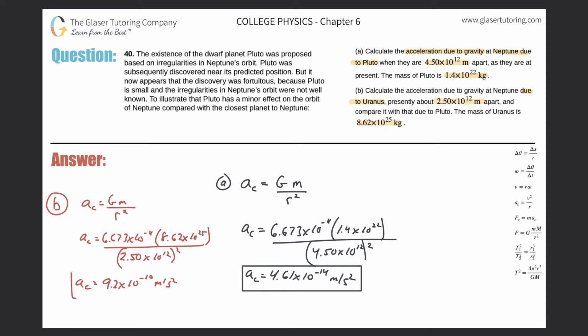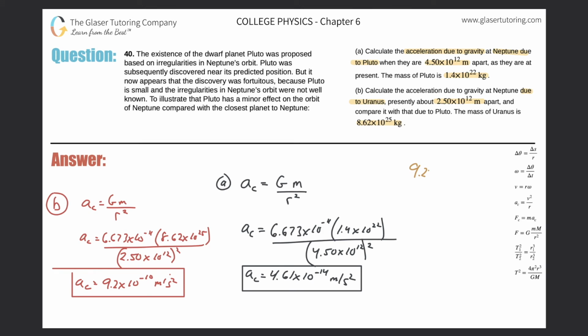So you get a value of 9.2 times 10 to the minus 10, and that is meters per second squared. Okay, so not much at all either, but definitely it's 10,000 times more or stronger than Pluto, right? So now it says compare it. So why don't we just take the larger value here and then divide it by the smaller value? So we'll find out what the ratio is, right?